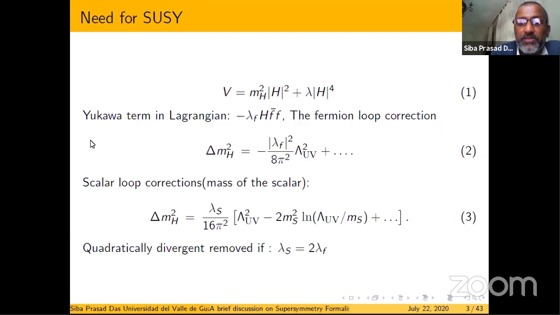You can immediately guess that, if by construction lambda_s equals twice lambda_f, so if I set up a theory where these couplings are connected, then the quadratic divergence from the scalar loop and the quadratic divergence from the fermion loop cancel. I still have a log divergence, but a log divergence is basically soft. So I still have a very mild correction from the ultraviolet scale. This is the idea that lambda_s equals 2 lambda_f. You have to architect a theory where that criterion is built in, and then the quadratic divergence is removed.